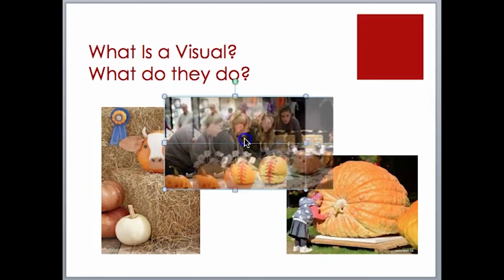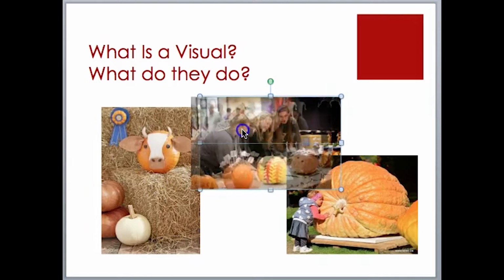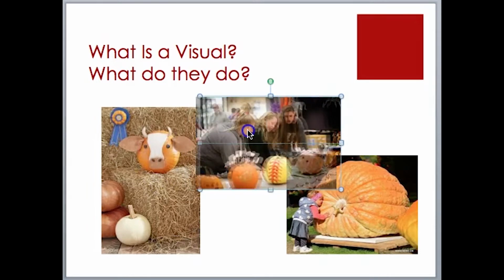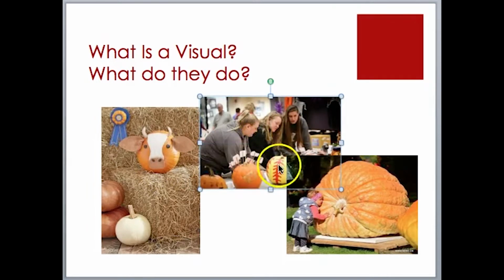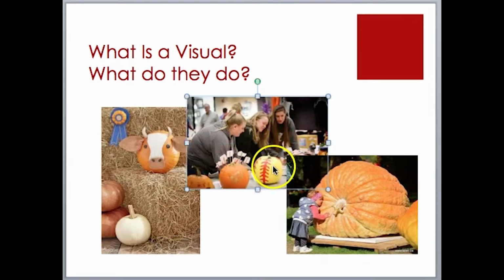You can move around the blocks and say, let's see what this pumpkin is. It's a cow pumpkin. And then we look at this enormous pumpkin from Slovenia, and we see a pumpkin decorating contest. So as you can see, this is a possible way to tell a story about people's involvement with pumpkins.